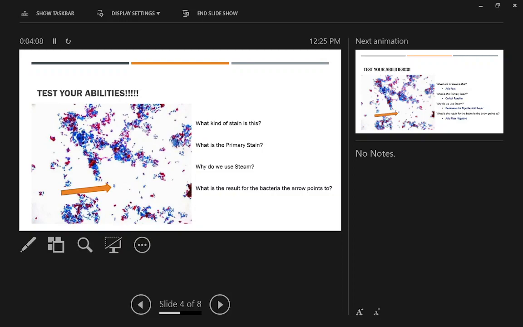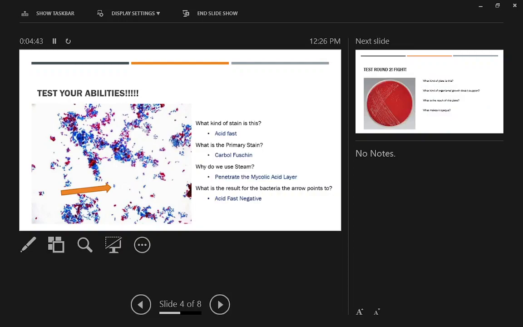Okay, what is the result for the bacteria that is being pointed to here? So what is that bacteria right there? What's the result? Anybody know? I'm certain somebody knows in this room. Certain you guys are all very, very shy. Negative. It's negative. Negative for what? It is negative. She is right. But what is it negative of? Non-acid fast. There you go.